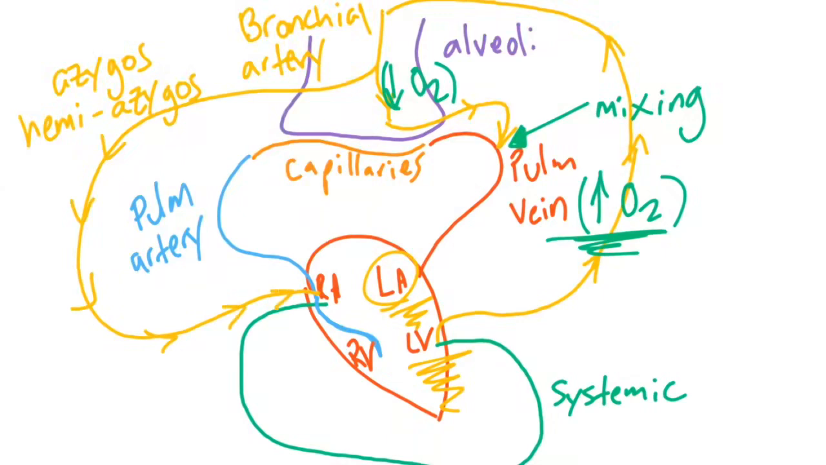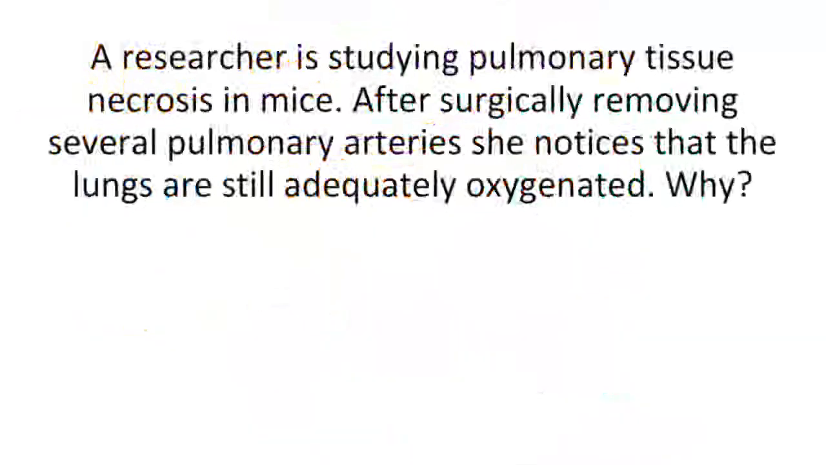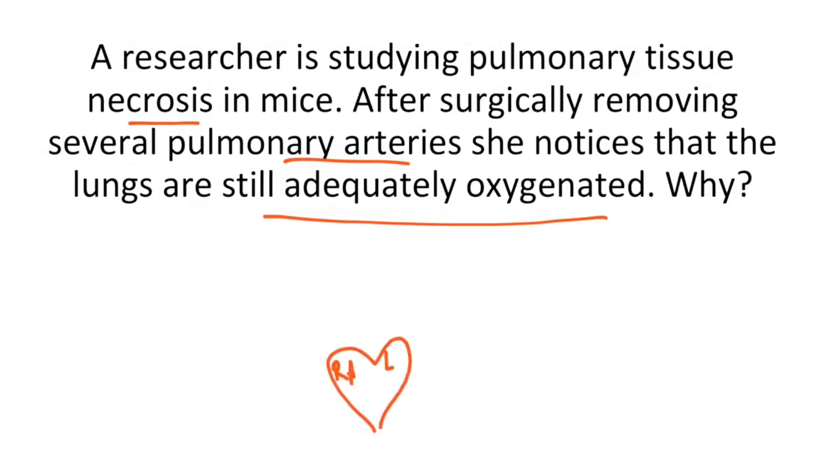Okay, with this in mind, let's do a few questions. A researcher is studying pulmonary tissue necrosis in mice. After surgically removing several pulmonary arteries, she notices that the lungs are still adequately oxygenated. Why? Let's quickly redraw the illustration from the last slide.